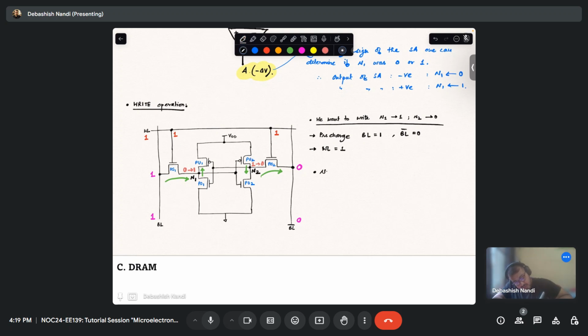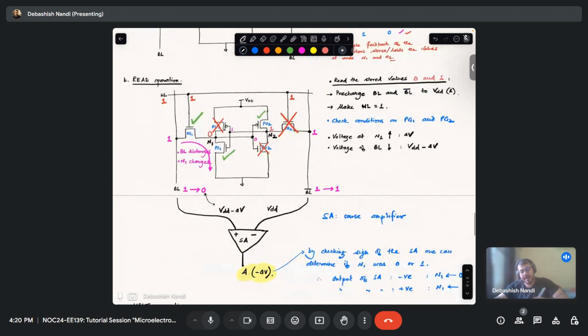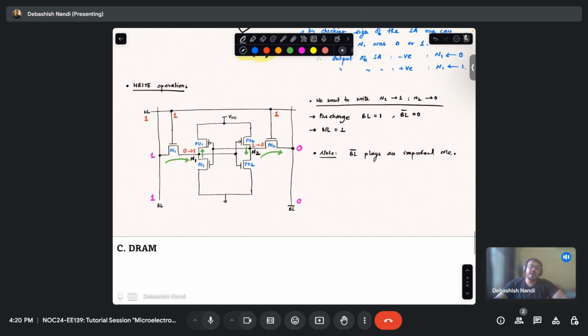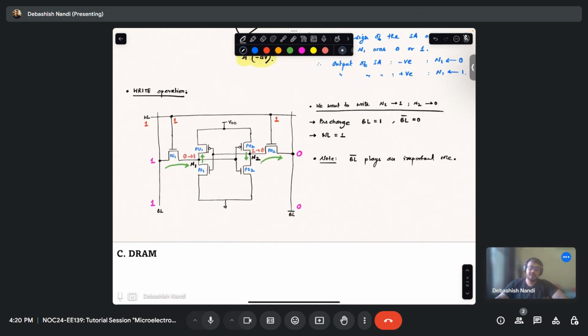So a thing to note here is that BL bar plays an important role. In earlier case, this right hand side was completely not useful at all in that sense for conducting. Okay, so that is how you write into an SRAM cell.